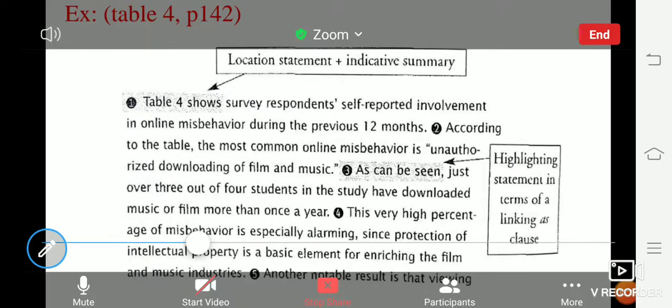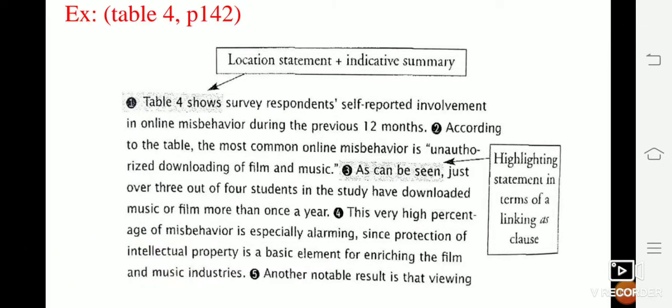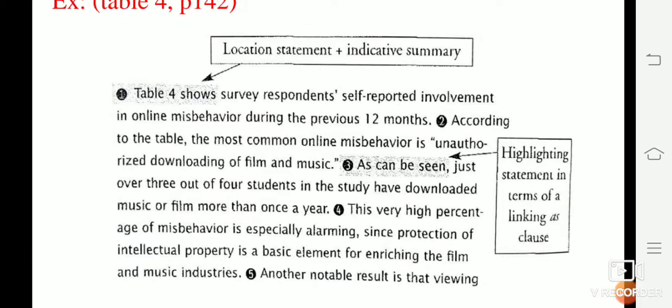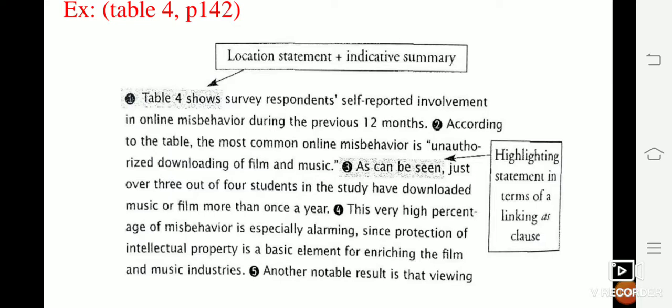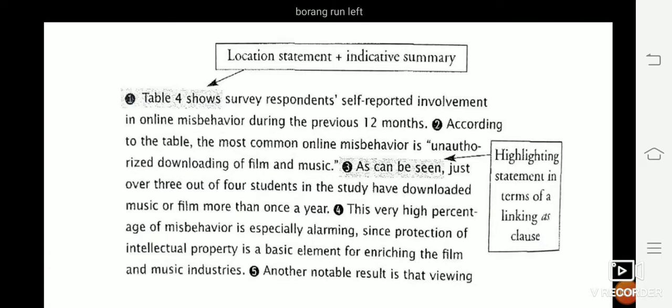Can you now look at here? You can find this on page 142, and you look at how they highlight the location statement or indicative summary, and then the highlighting statements in terms of the linking as a clause. So this one I would like Mr. Taina to read.